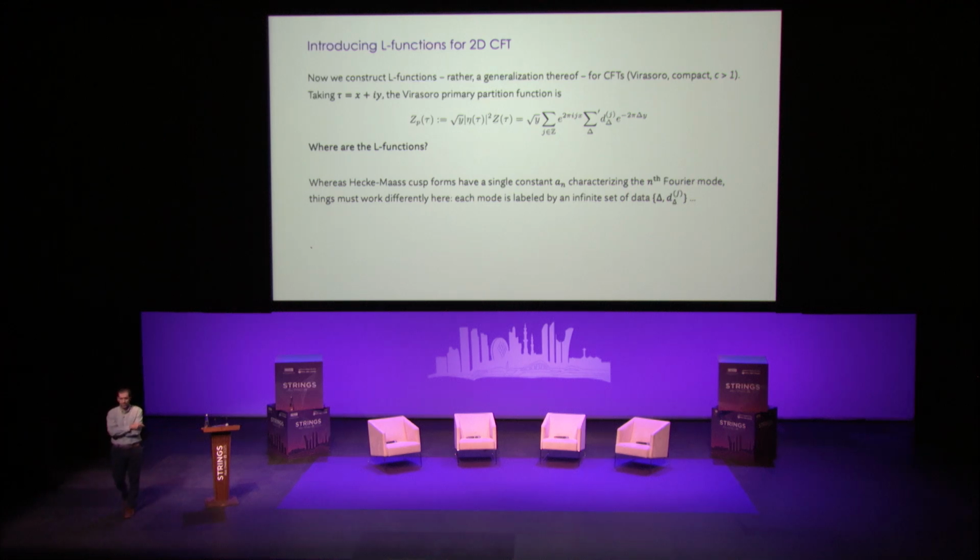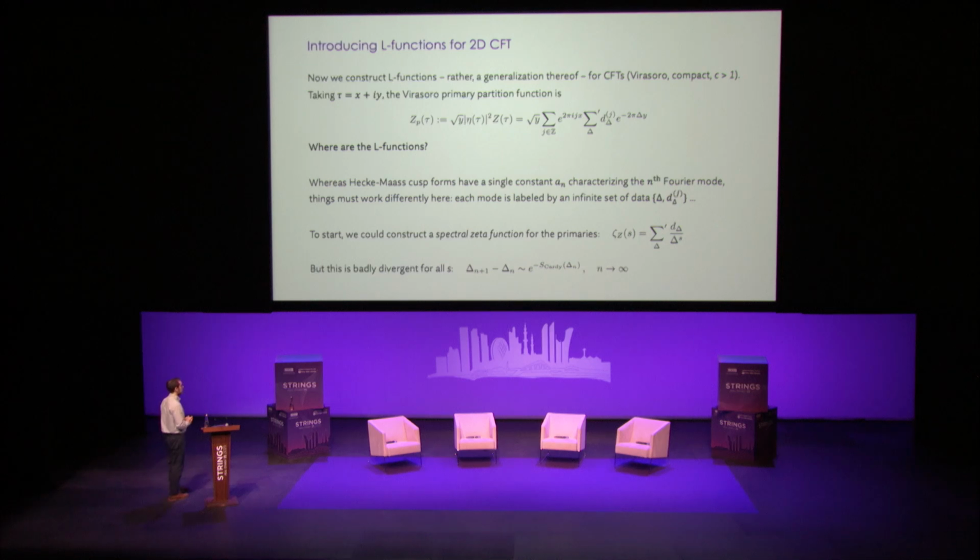So where are the L functions? Unlike for a non-holomorphic cusp form, where each Fourier mode is characterized by a single constant, here it must work differently because at fixed spin there's an infinite set of data characterizing that mode. So what do you do? So you might try to construct the spectral zeta function for the primaries. So sum over the primaries, make the spectral zeta function of d sub delta over delta to the s. But this is badly divergent for all s because of the Cardy growth that is onset at large delta. So this isn't a sensible function.